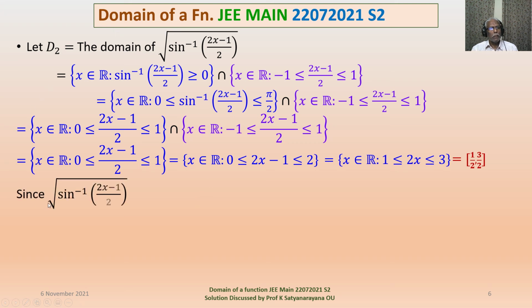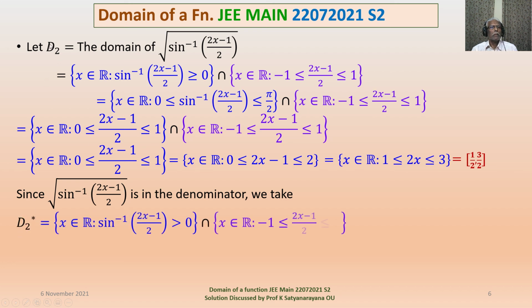So since this square root of sine inverse of (2x minus 1) by 2 is in the denominator, we take D2 star. D2 star is equal to the first bracket as it is, but it is greater than 0, intersection the second bracket as it is. Then the answer you are going to get is open at 1 by 2 and closed at 3 by 2.